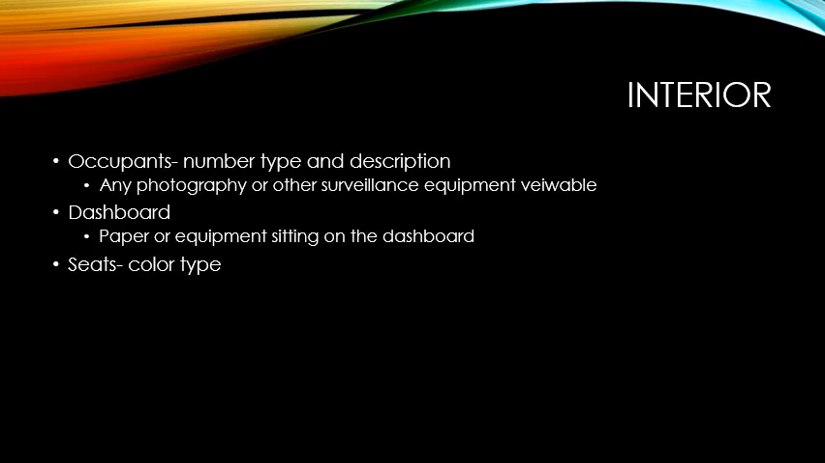The interior of the vehicle. Occupants, number and type and description if you can. Any photographs or other surveillance equipment viewable. The dashboard. Does it have paper or equipment sitting on the dashboard? Is anything broken? Is it cracked, etc.? Seats, color, and type.